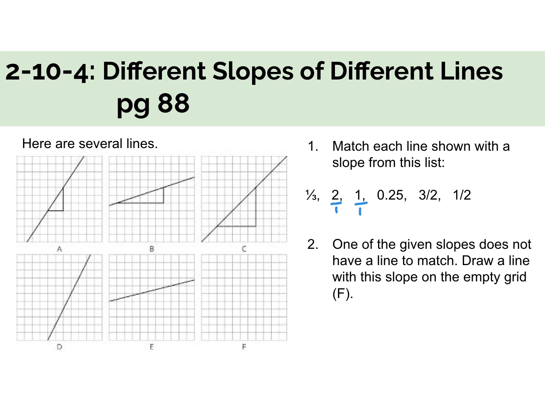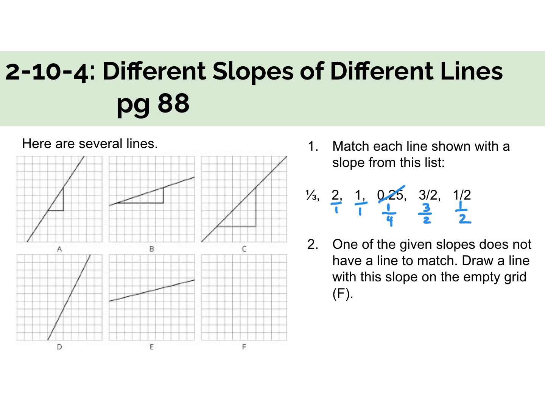I have 0.25, so let's go ahead and change that into fraction form. 0.25 is the same as 1 over 4. And then we have 3 over 2, and then we also have 1/2. So these are all the different slopes.